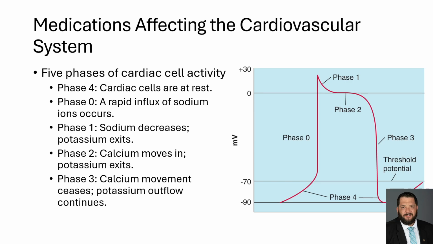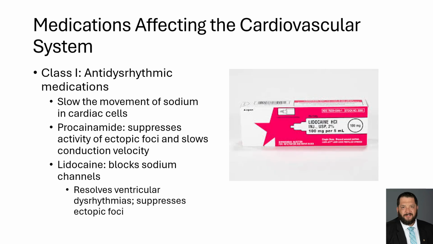Phase 1, sodium begins to decrease and potassium exits the cell. In phase 2, you can see at the top of the chart there, calcium moves in and potassium begins to exit. During phase 3, calcium movement ceases and potassium outflows continue until we reach phase 4, where we're back in that resting state. You can see now where we can modify the movement of electrolytes into and out of the cell. We can impact various portions of the contractility cycle and thus help control ectopic or dysrhythmic rhythms within the cardiac cycle. So let's look at some of the class 1 antidysrhythmics.